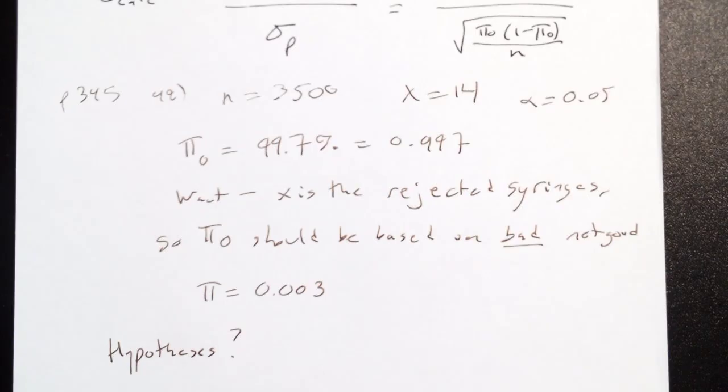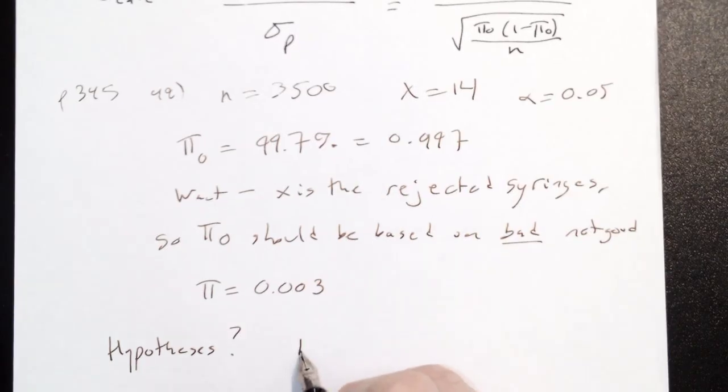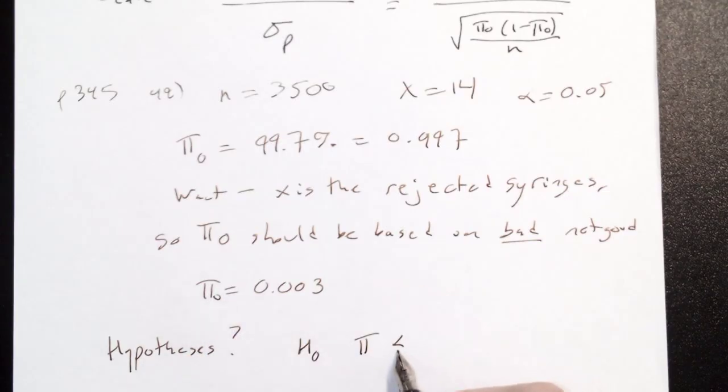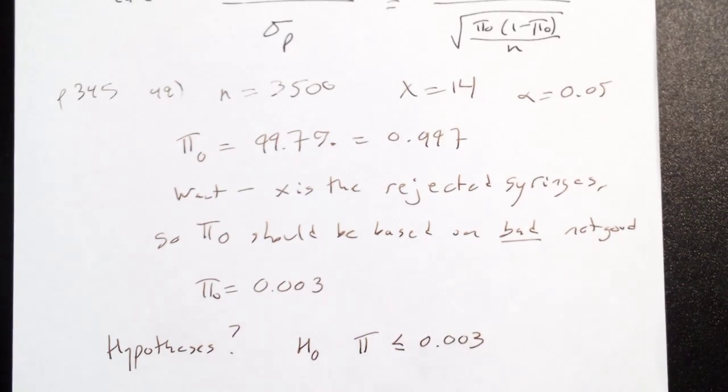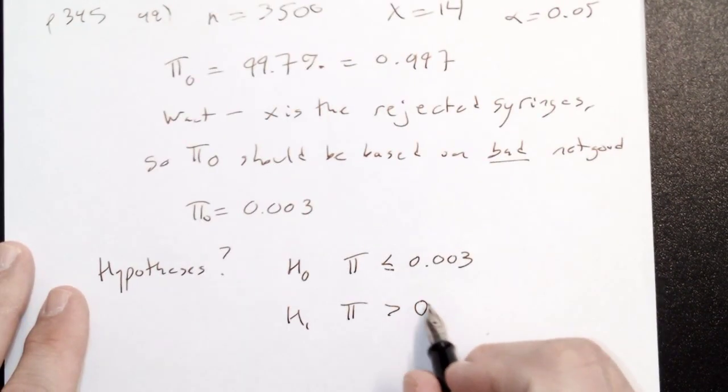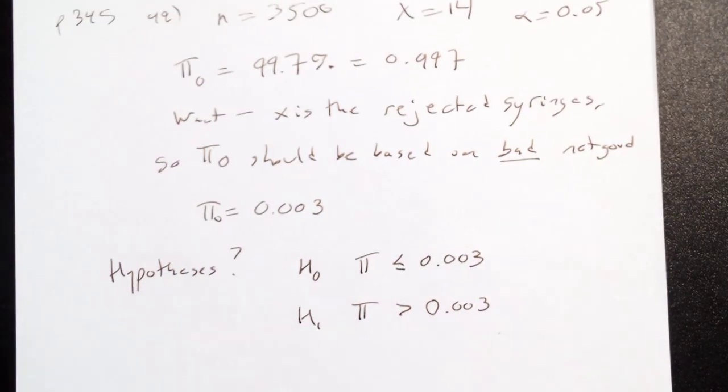If the null hypothesis is everything is okay, then the null hypothesis should be that my proportion is less than or equal to 0.003. That would be the good thing. I could keep them. And my alternate hypothesis will be that it's too big. You could do it the other way around. You could use 0.997 and count good syringes instead of bad syringes. But if the number of bad syringes is too big, I shouldn't use these people anymore. Okay, too big.